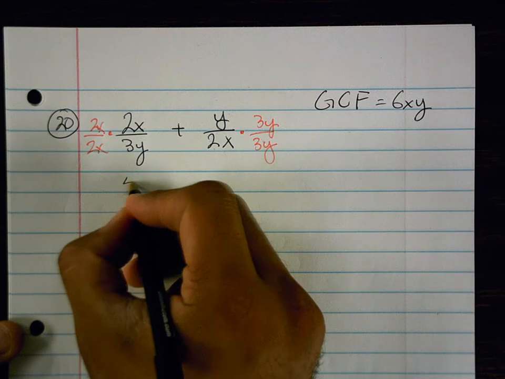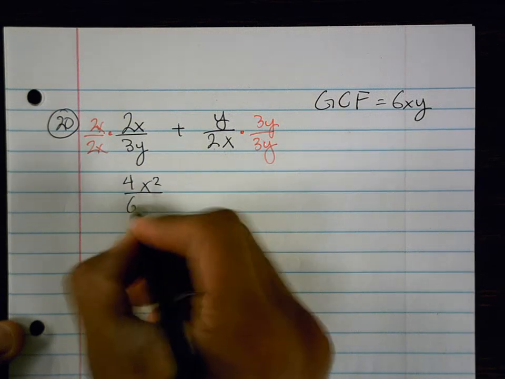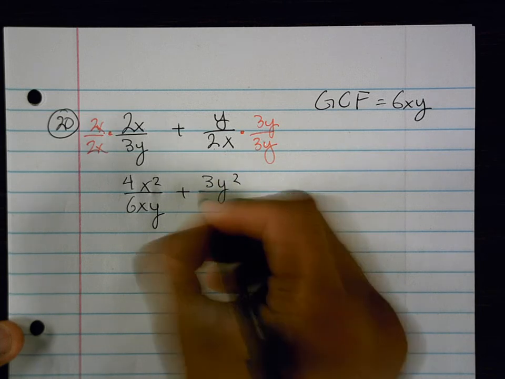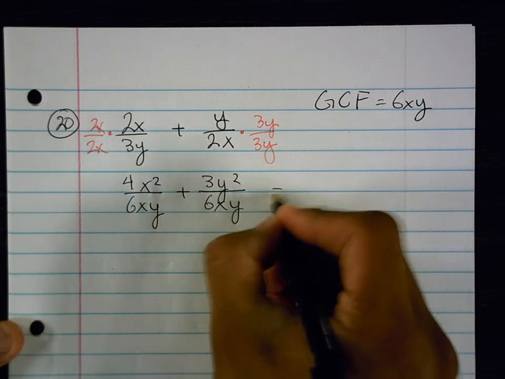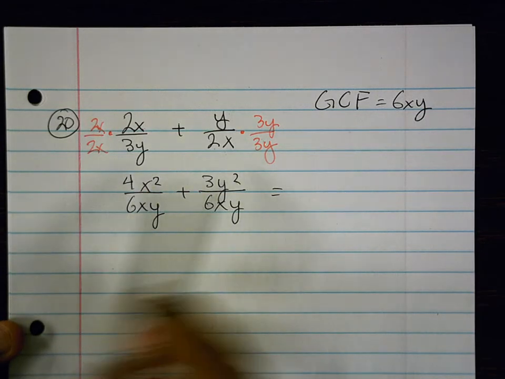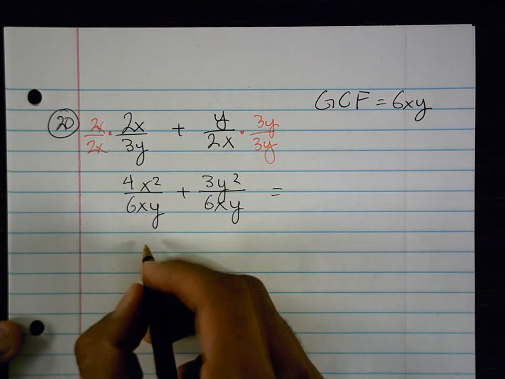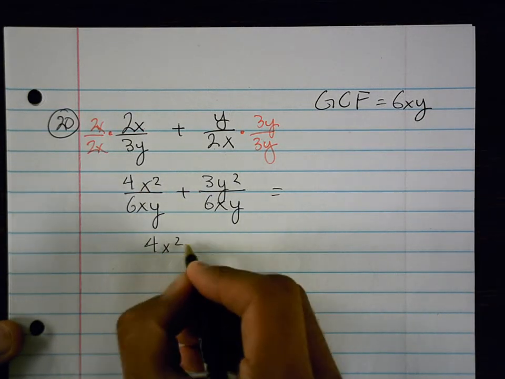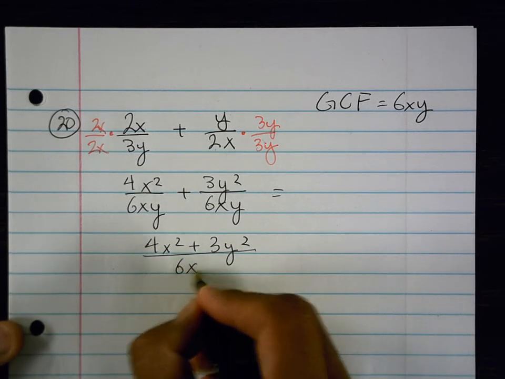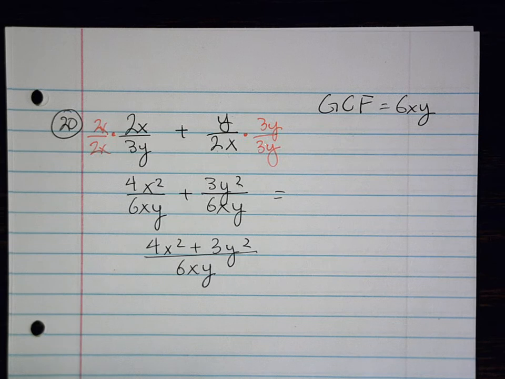So now we're looking at 4x squared all over 6xy plus 3y squared all over 6xy. Okay. Now I have common denominators, I can actually add them, but the tops are not like terms. So I simply can just put them on the same fraction line. And that is my final answer right there.